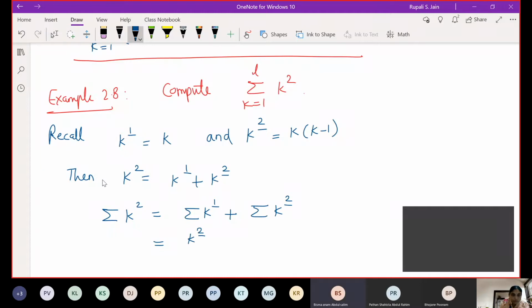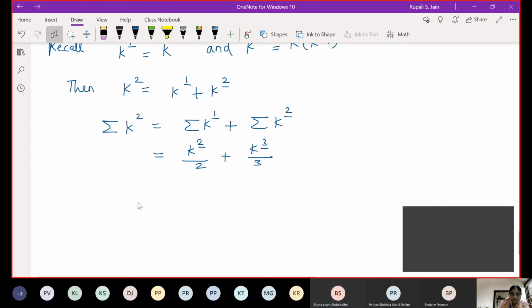So what is summation k to the 1 falling now? It is k to the 2 falling divided by 2, plus k to the 3 falling divided by 3, plus constant c, because it is an indefinite sum. Is that okay? So summation k square can be written in terms of k to the 2 falling by 2 plus k to the 3 falling by 3 plus some constant.